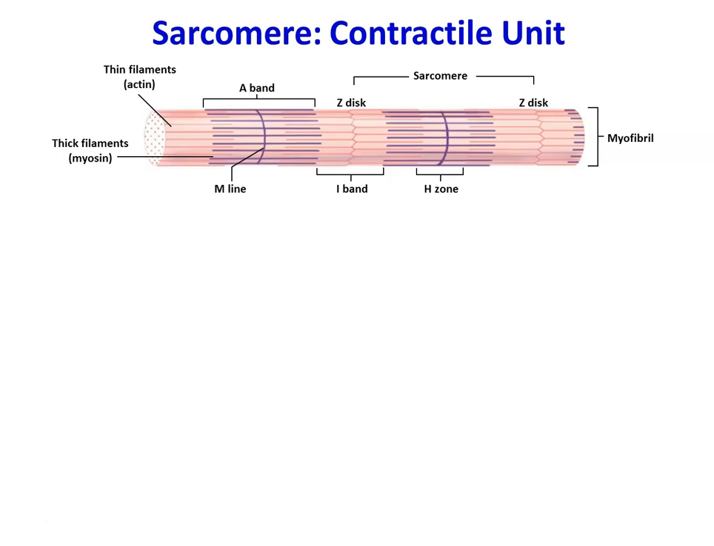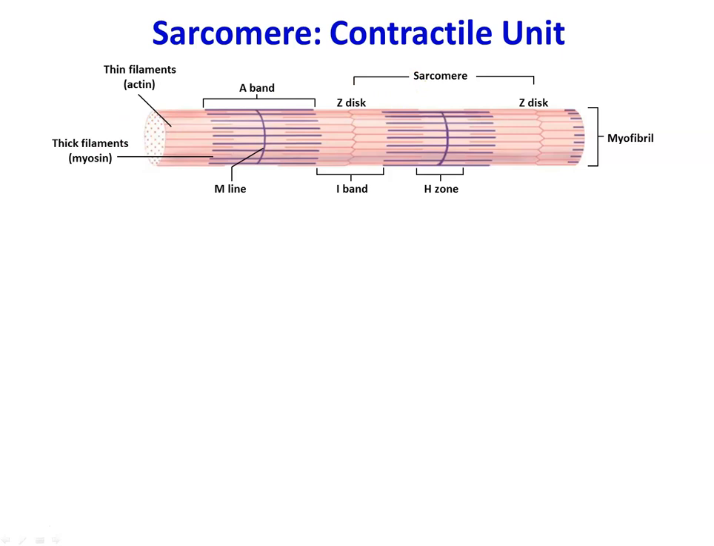Now, this section here that I'm circling, that consists of overlapping actin and myosin proteins, is called a sarcomere, which is the contractile unit of a myofibril. And the myofibril is made up of gazillions of repeating sarcomeres.